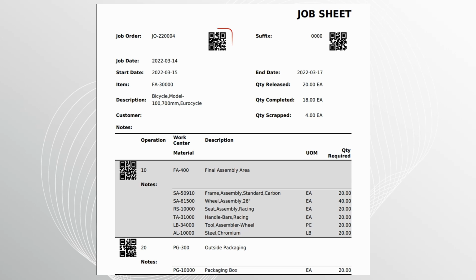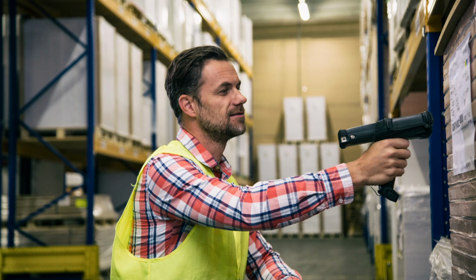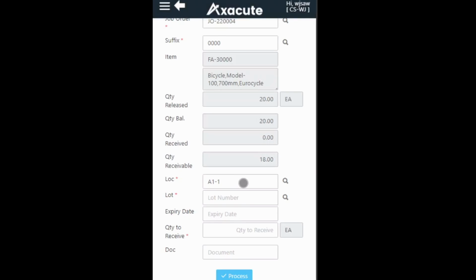Use your mobile device to scan the information on the job sheet to input the job order suffix. Scan the location barcode to input the receiving location.